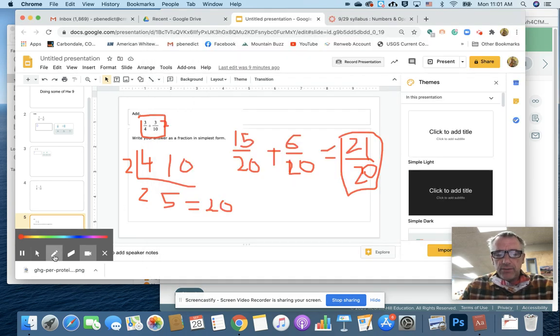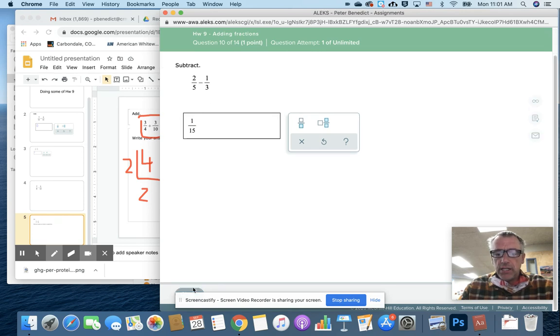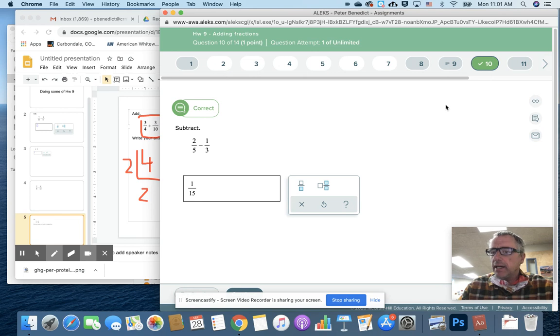Let's see if I can get this to work. Probably can't. Anyway. I had to multiply 3 times the bottom, so 3 times the top, so that's 6. Minus 5 is 1/15, and then you can hit check. And I got it correct.